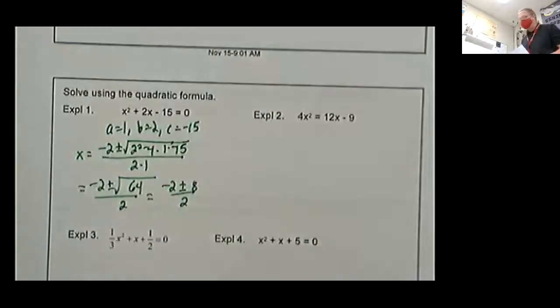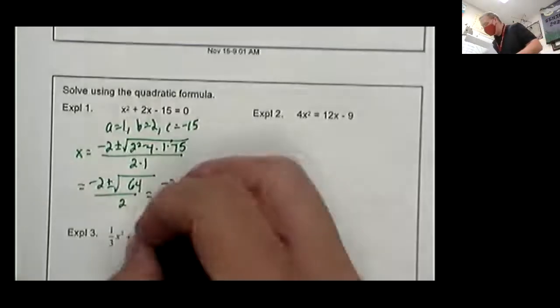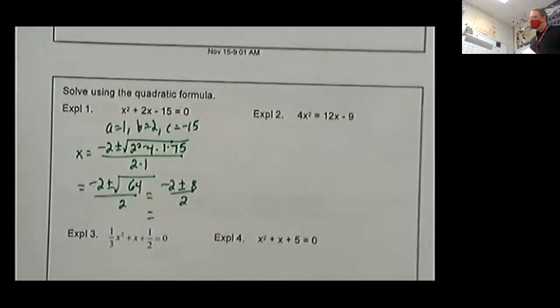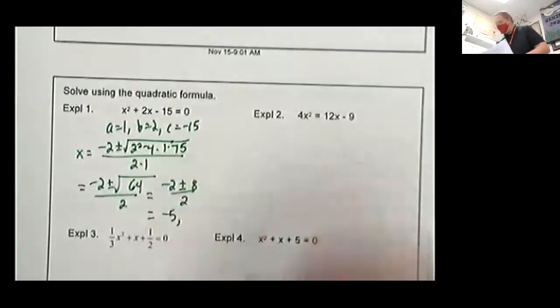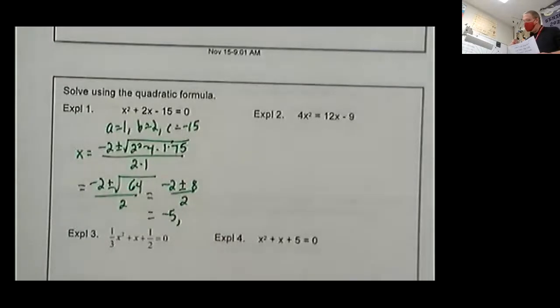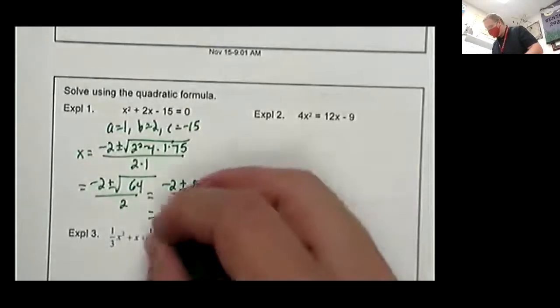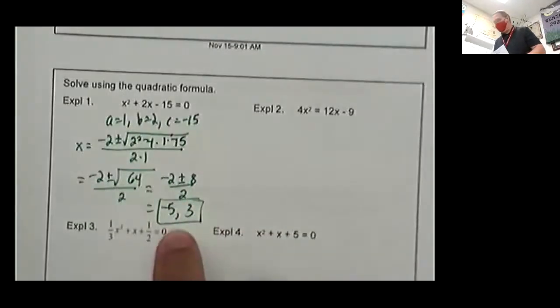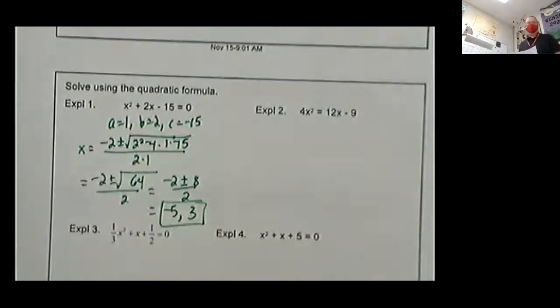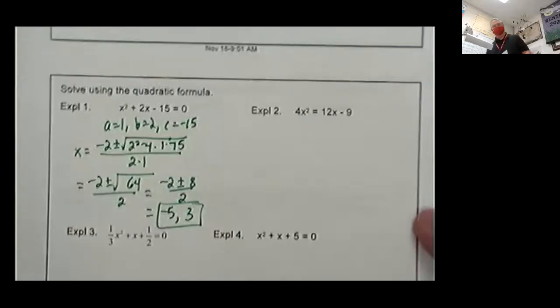Now we're going to have a positive, well, I say a positive and a negative answer. We're going to have two answers. They're not always positive and negative. Negative 2 minus 8 is negative 10, divided by 2 is negative 5. And negative 2 plus 8 is 6, divided by 2 is 3. As with any equation, we can plug that back in and check to see if we get the same answer.